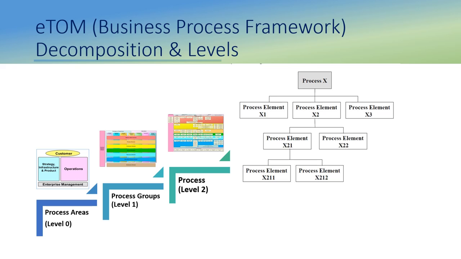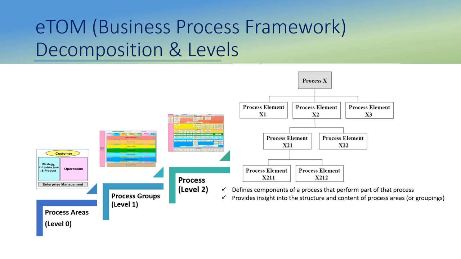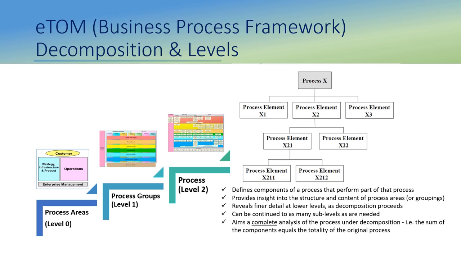The process decomposition approach has general characteristics. It defines components of a process that perform part of that process, provides insight into the structure and content of the process areas or groupings, reveals finer detail of lower levels as decomposition proceeds, can be continued to as many sublevels as are needed, and aims at a complete analysis of the process under decomposition. It represents a static perspective of the process and does not mandate any flow relationship between the process elements.